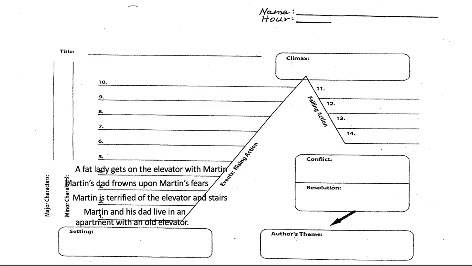Okay, it's big to know because as we get to the end, what does Martin do, what does Martin's dad do when he freaks out about getting off on the 9th floor? Martin says, I want to come with you. And his dad's like, you're fine. Then we start getting into the meat of everything, the basis. A fat lady gets on the elevator with Martin. Then it takes off. What happens?